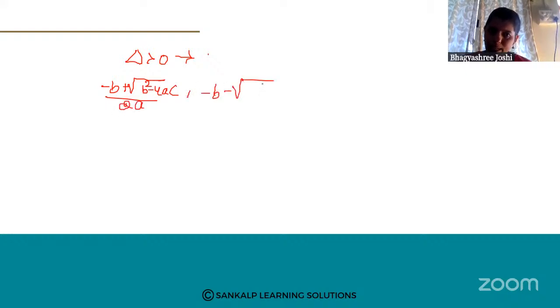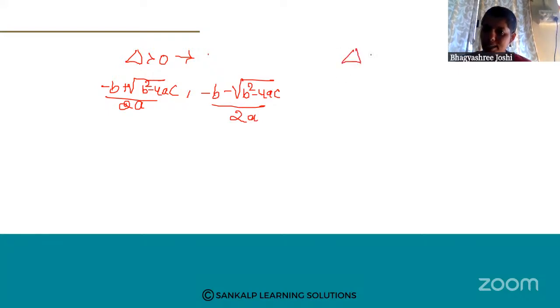Another thing, they ask to find out the nature of the roots and find the roots of the quadratic equations. At that time, if delta is greater than 0, what does that mean? Two real roots exist. So the two real roots are: minus b plus square root of b square minus 4ac divided by 2a, this is one root. Second one is minus b minus square root of b square minus 4ac divided by 2a. This is another root.